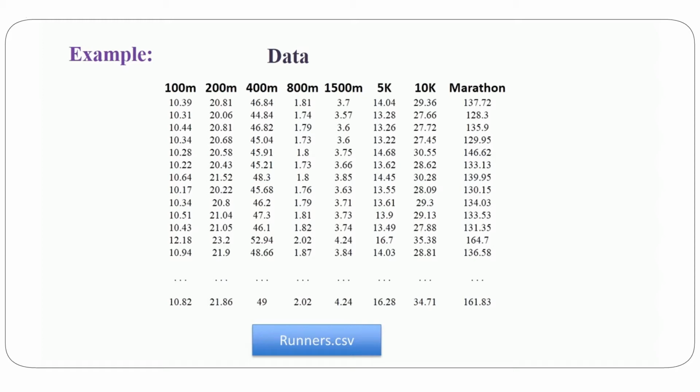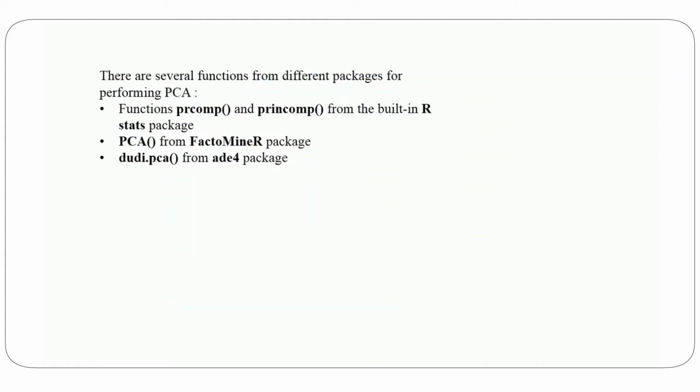Next, we are going to look at a data set and perform principal component analysis on it. The data gives the time taken by a number of athletes in completing different races like a 100-meter race, 200-meter race, etc. Note that the time taken to complete the 100-meter race, 200-meter race or the 400-meter race is given in seconds, whereas the times taken for completing the other races are given in minutes.